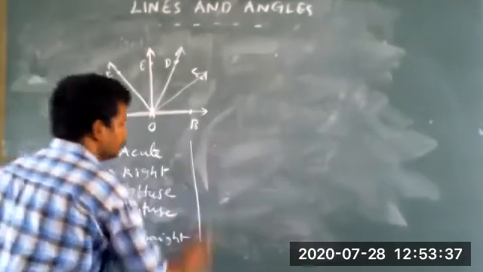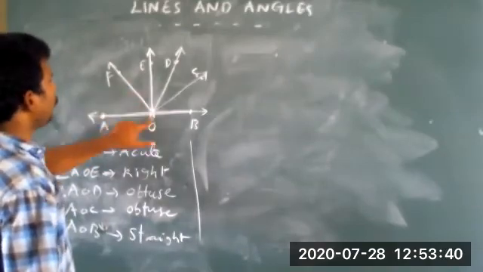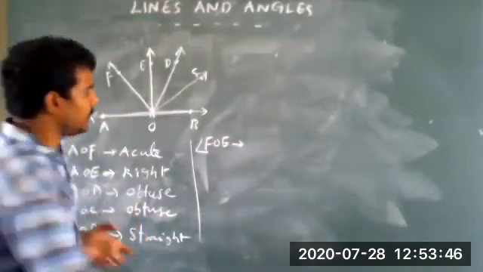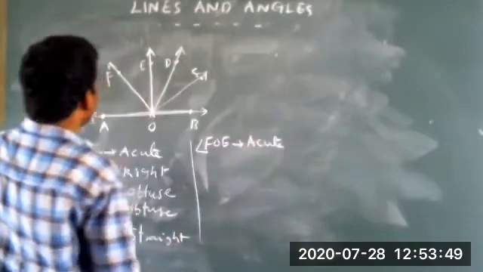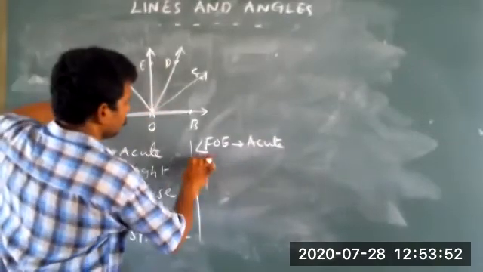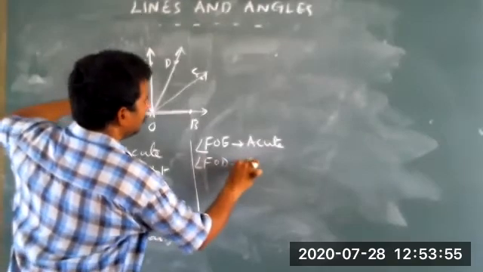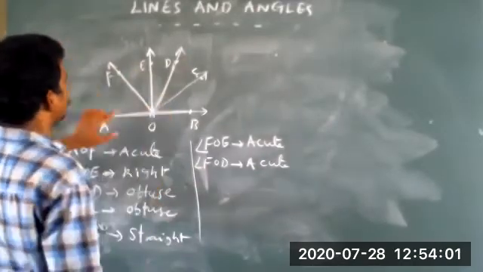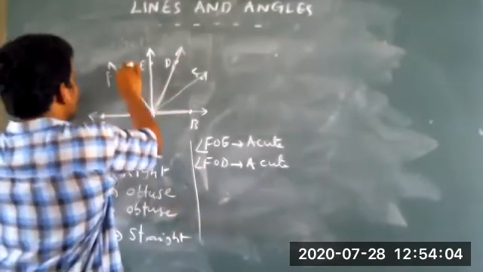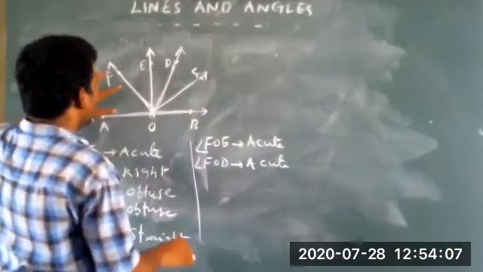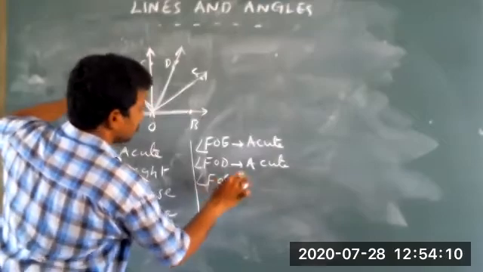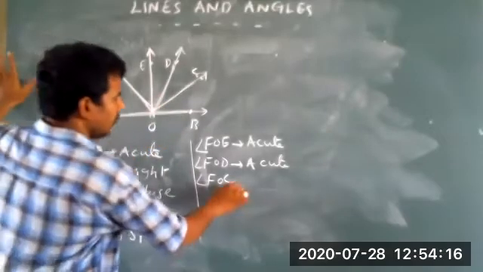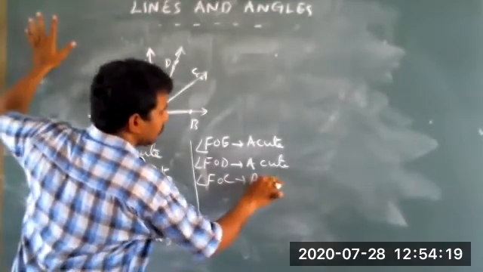Next, angle FOE. FOE, which angle children? Acute angle. Next, angle FOD. FOD, acute. This angle is also acute. Next, angle FOC. FOC is a right angle. This is exactly 90 degrees, one line standing on the other, an L shape. It is a 90 degrees right angle.